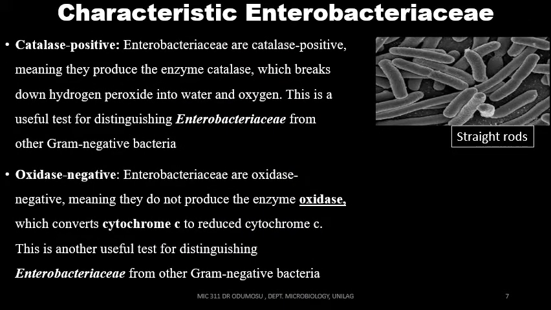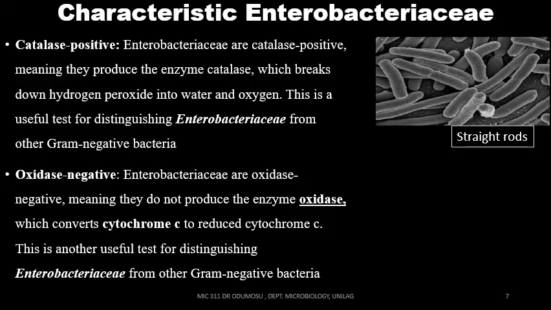And all the members of this family are catalase positive. Catalase enzyme is present in their cell, which allows them to break down hydrogen peroxide into water and oxygen. This is a useful test to differentiate the family Enterobacteriaceae from other gram-negative bacteria. This test can be carried out in a laboratory, and it's an easy test by dropping the colony of the bacteria in hydrogen peroxide. It gives off bubbles which indicate that they are positive.